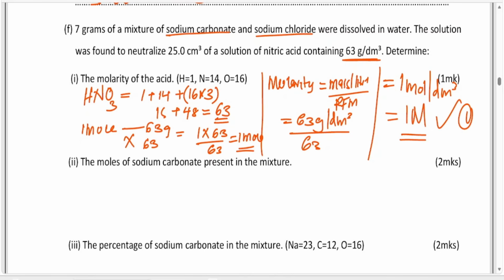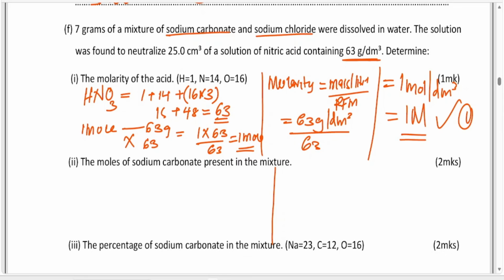So the next question is to determine the moles of sodium carbonate present in the mixture. How do we determine the moles of sodium carbonate? We need first to determine the moles of the acid used. Because we already know the concentration of the acid, we understand that it is the sodium carbonate that reacted with the acid. The sodium chloride does not react with an acid because it is already a salt. Sodium chloride is a neutral salt. It does not react. So in this case, I'm going to determine the moles of the acid that reacted with the carbonate.